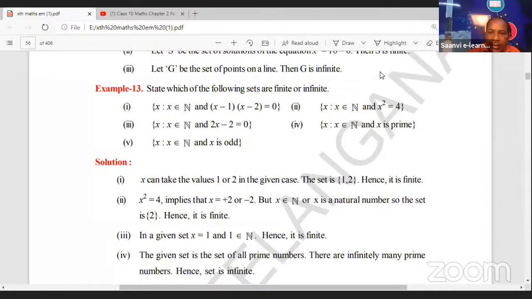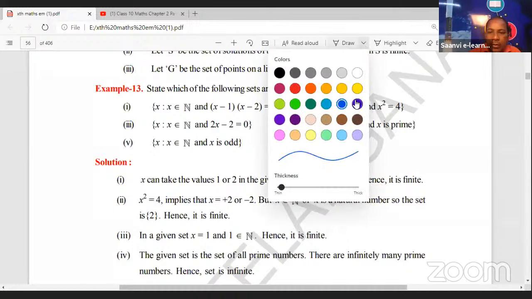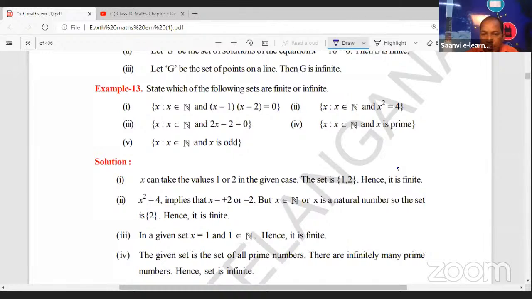So what are they? 2, 3, 5, 7. So many prime numbers are there, right? So can we count them, the prime numbers? No, we cannot count them. They are uncountable. So this set is an infinite set.